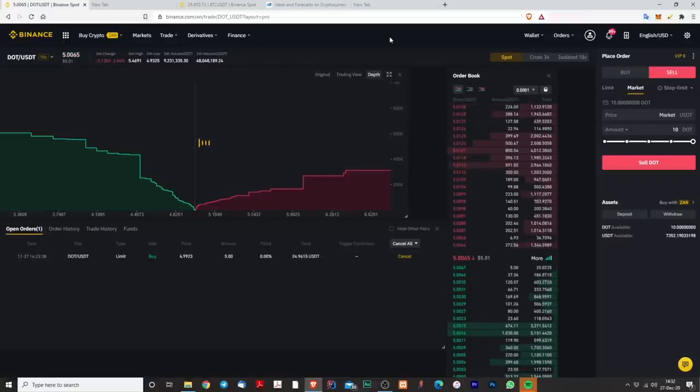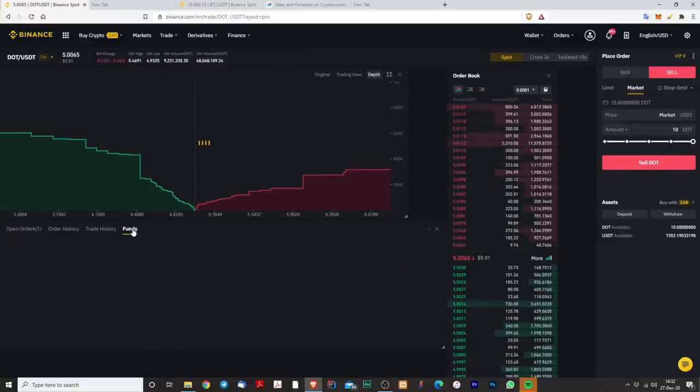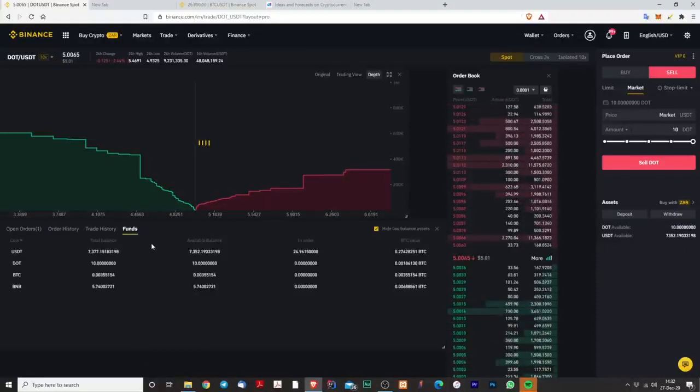If I had to change the pair, it will not show me the same things. But you can also click here for funds, and the funds here is going to show me the relevant amount of coins that I have in my wallet.